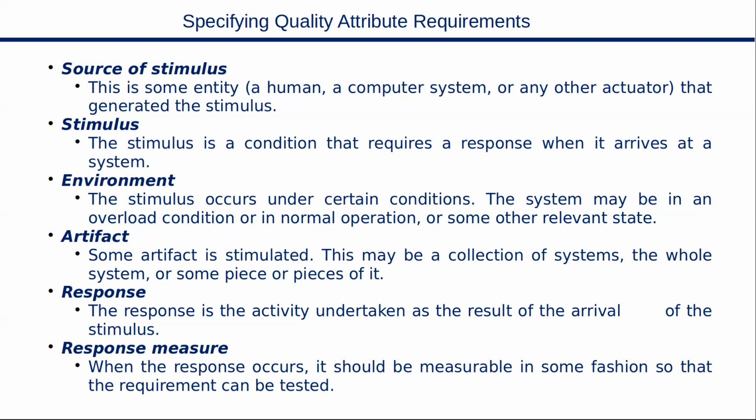It is the source of stimulus. This is some entity that generates the stimulus. What does it mean? A stimulus must have a source. It must come from somewhere. The source of the stimulus may affect how it is treated by the system. What is a stimulus? We will use the term stimulus to describe an event arriving at the system. The stimulus can be an event to the performance community, a user operation to the usability community, or an attack on the security, and so on.